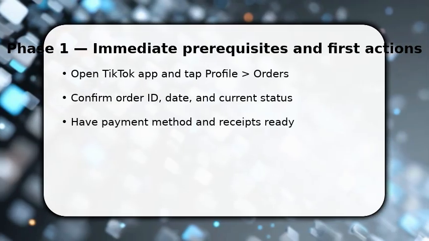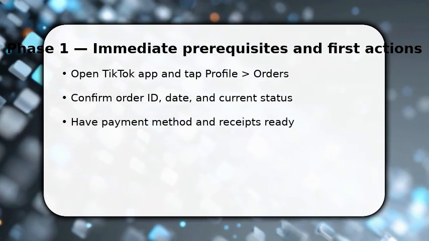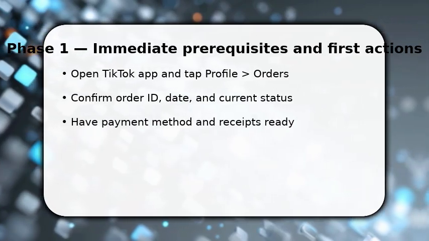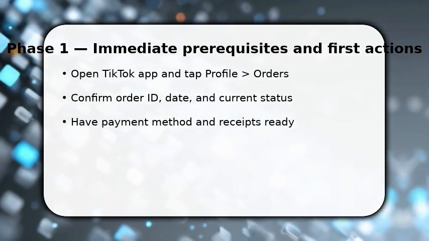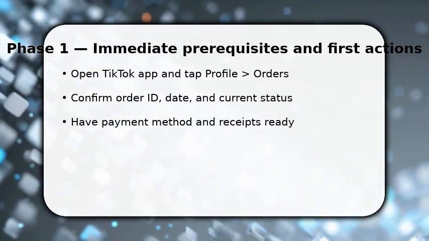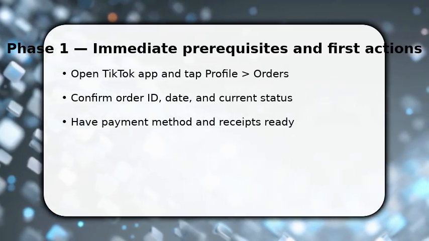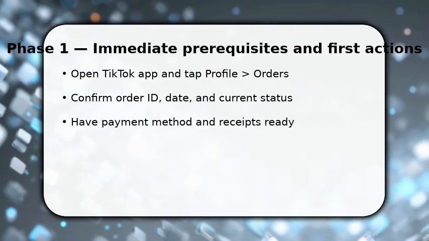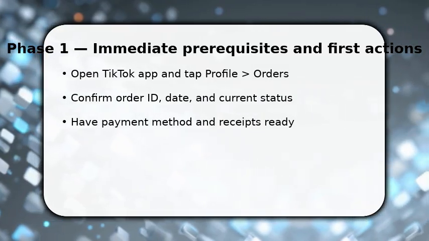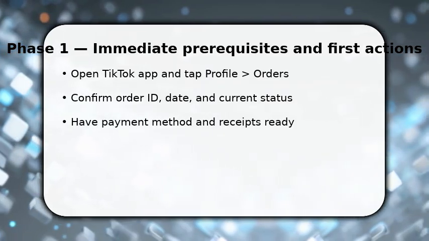You open the TikTok app and go straight to Profile, then Orders. This confirms the order ID and status. Once done, make sure you have your payment method and any receipt or screenshot ready because TikTok may ask for proof. If the order is still processing, cancel options may appear. If it's shipped, cancellation may not be possible. Act now to preserve refund eligibility because timing directly affects whether TikTok or the seller can stop the shipment.